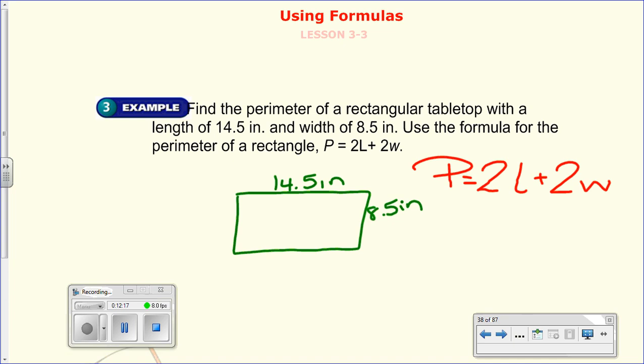And what I would like you to do is actually go through the steps now. So replace the L with the length and replace the W with the width, and then go ahead and solve those. And when you're all done, come back and check out your answer. So go ahead and pause me now.